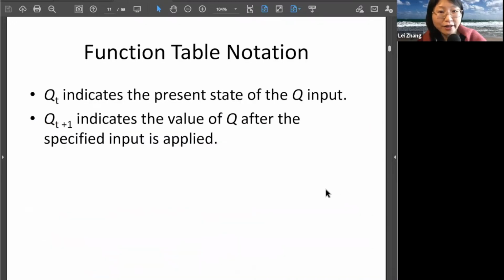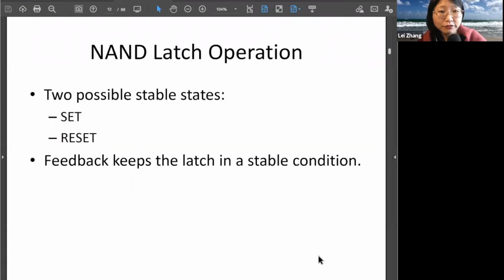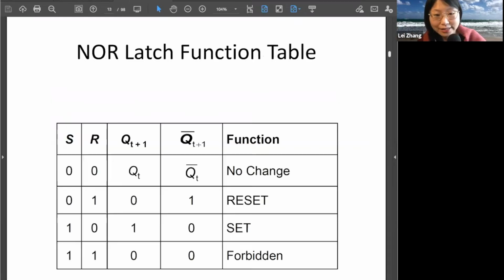Okay, so I mentioned that Q sub T and Q sub T plus 1 indicate the time delay of the output. For the NAND latch, we have these two possible stable states, that is set and reset. There is a feedback loop in the latch circuit to keep the stable condition. And let's have a look at the NOR latch function first before we look at the hardware circuit.